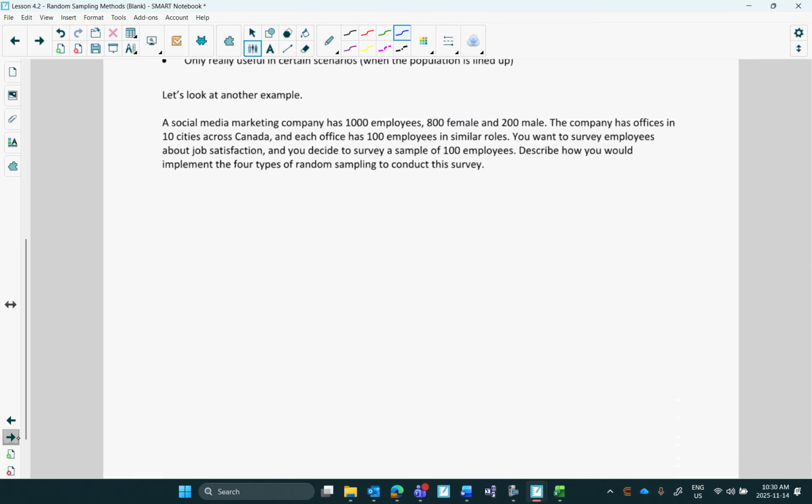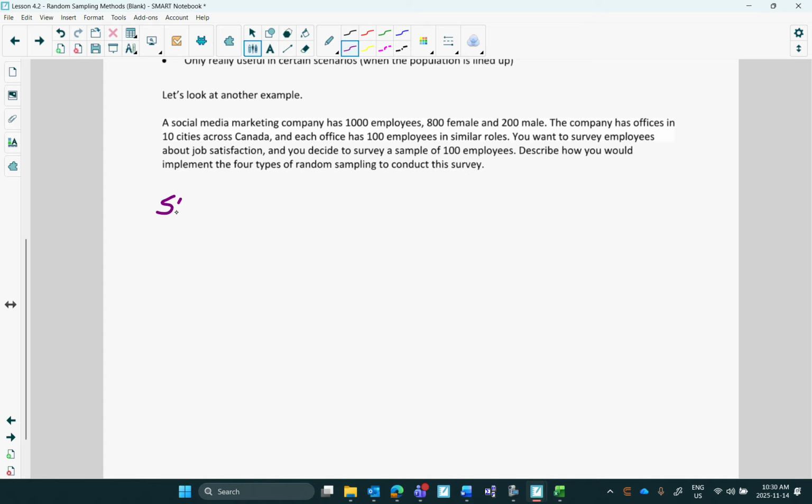So let's look at this final example. A social media marketing company has 1,000 employees, 800 female, 200 male. The company has offices in 10 cities across Canada. Each office has 100 employees in similar roles. We want to survey employees about job satisfaction. So you are going to get a random sample of 100 employees.